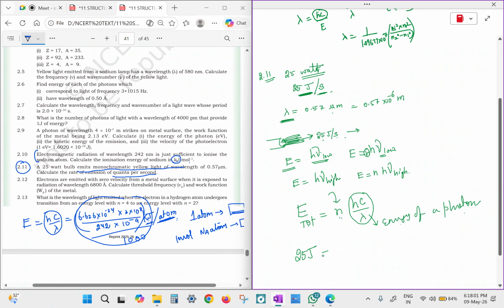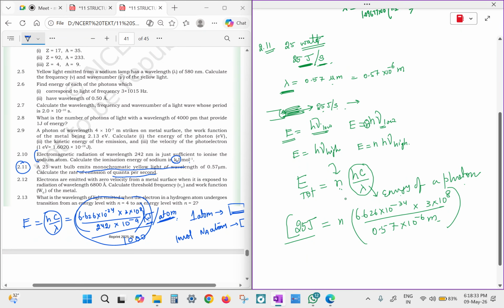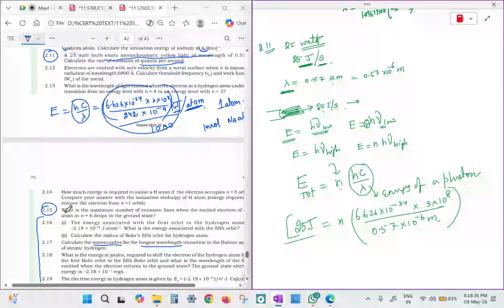E total is 25, equal to n times h, 6.626 into 10 to the power minus 34, into 3 into 10 to the power 8, divided by lambda. Lambda is 0.57 into 10 to the power minus 6 meters. So is this not the energy of one photon? If you divide the total energy by the energy of one photon, will you not get the number of photons, children? Radhika, is it clear? Something similar is there again.